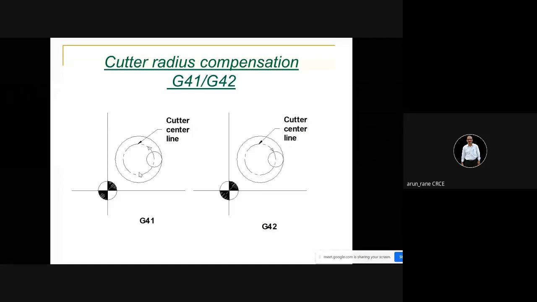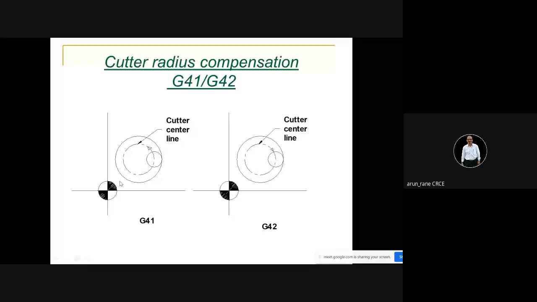So I hope you have understood G41, G42. G41 is on the left hand side, cutter is on the left hand side, and G42, cutter is on the right hand side. Now look at this. You want to cut a circular cavity. Remember, only this cavity is shown. That means you are cutting internally.